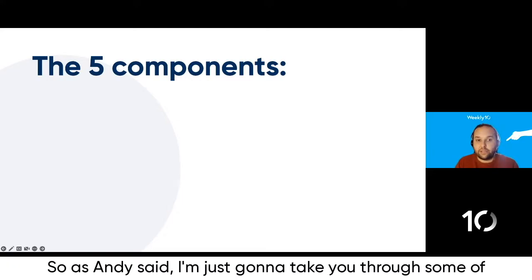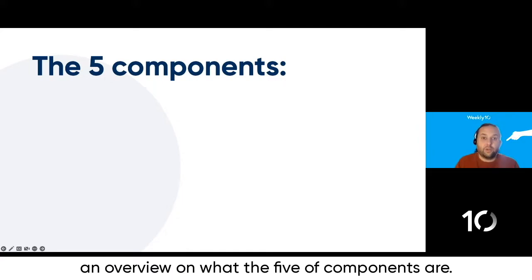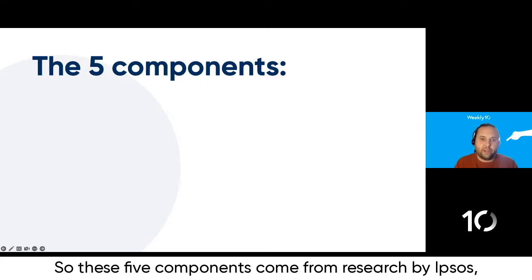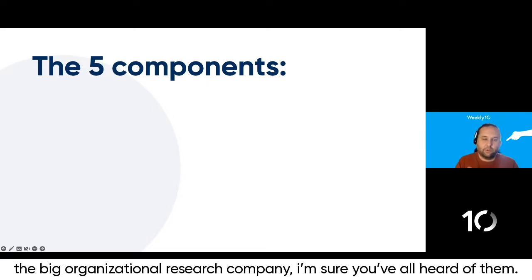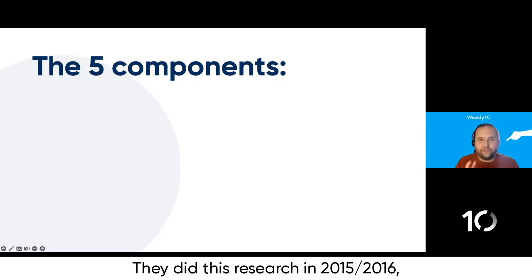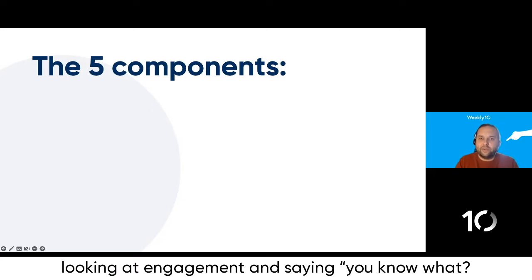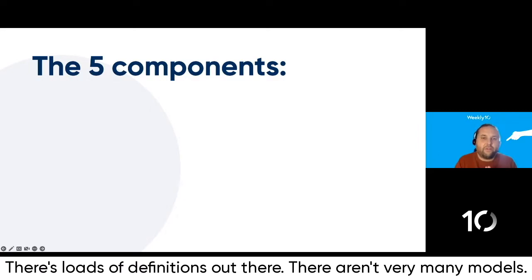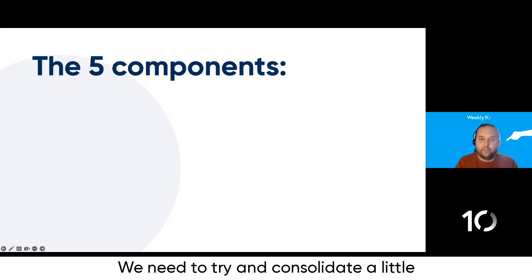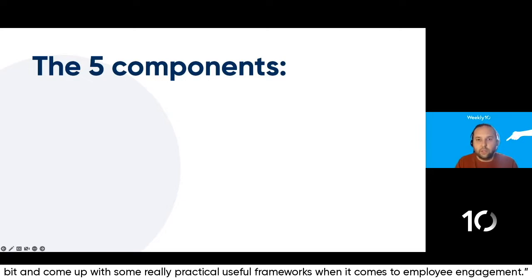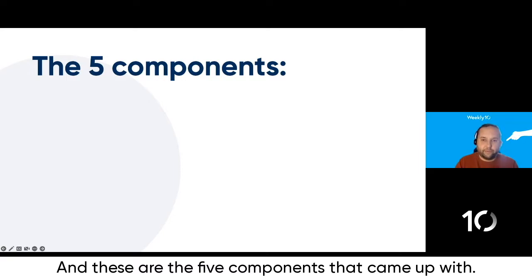So as Andy says, I'm just going to take you through an overview of what the 5 components are. These 5 components come from research by Ipsos, the big organizational research company based over in the States. I'm sure you've all heard of them. They did this research in 2015, 2016, and they started from a point of view of looking at engagement and saying, well, you know what, there's loads of definitions out there. There aren't very many models. We need to try and consolidate a little bit and come up with some really practical, useful frameworks when it comes to employee engagement. And these are the 5 components they came up with.